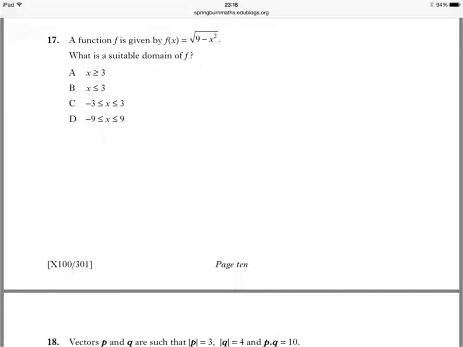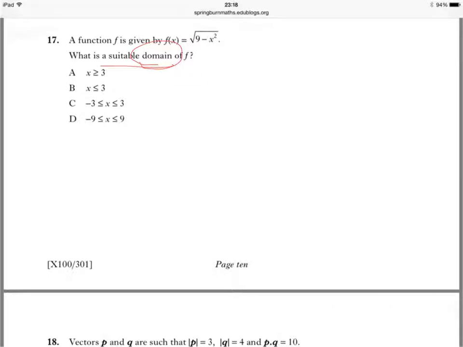Domain refers to numbers that can be inputted into the function. So that's basically our x values. Now, suitable domain just means what x values are okay to go into the function. You can find the suitable domain by finding the restrictions on the domain. So if you find a restriction on the domain, what you're implying is that everything else is suitable.